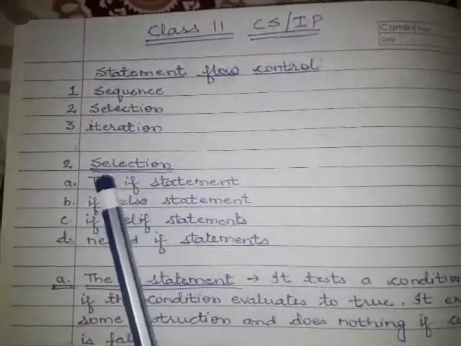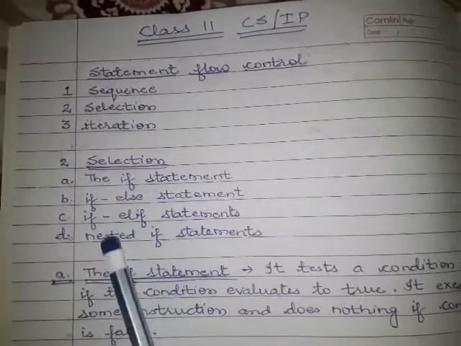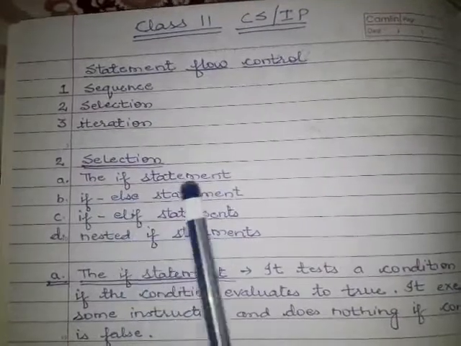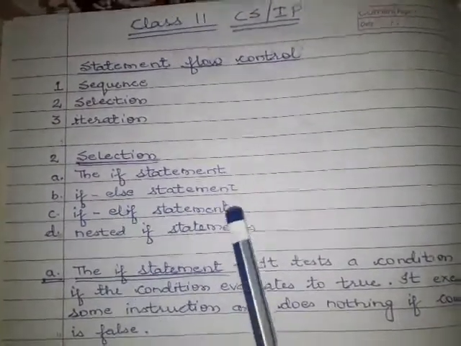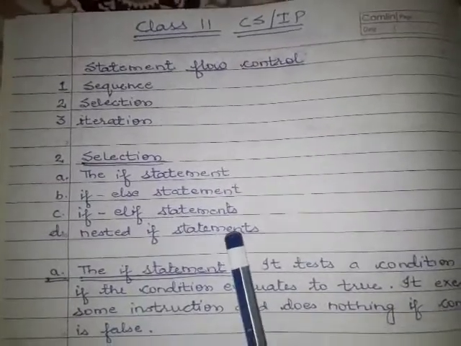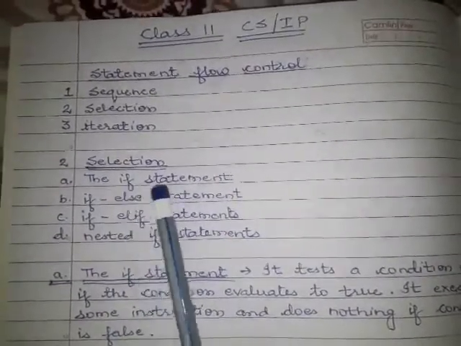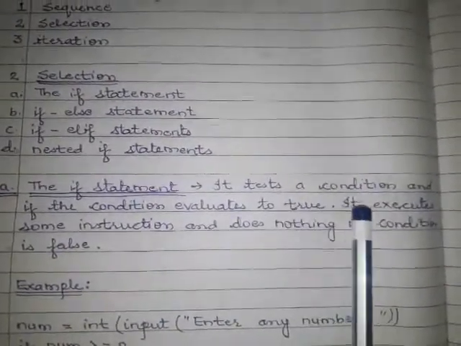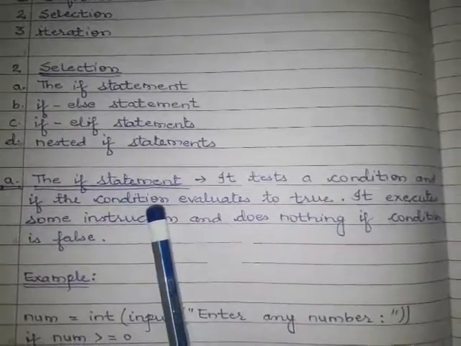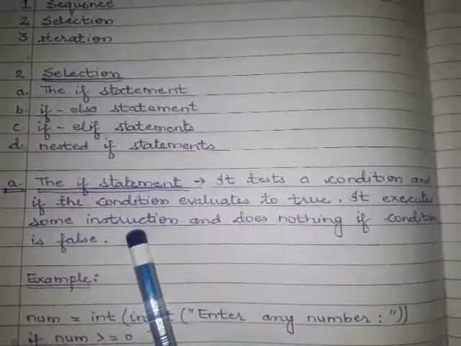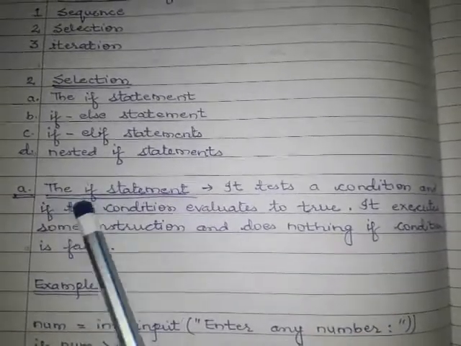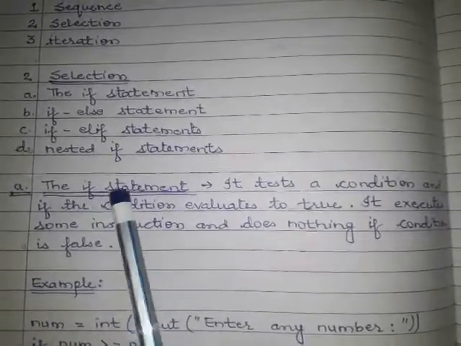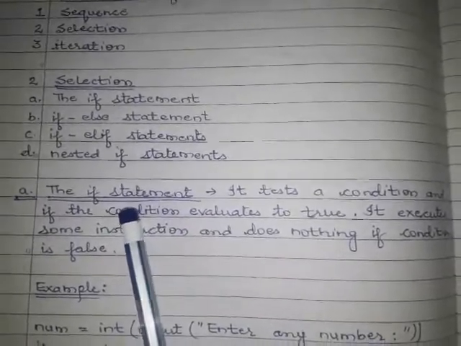There are basically four types of selection statements. The first one is the if statement, the second is the if else statement, the third is the if elif statement, and the last one is nested statements. Now first, the if statement. It tests a condition, and if the condition evaluates to true, it executes some instruction, and does nothing if the condition is false. It means the if statement evaluates a condition. If the condition is true, then the statements below the if block are executed, otherwise nothing is done.